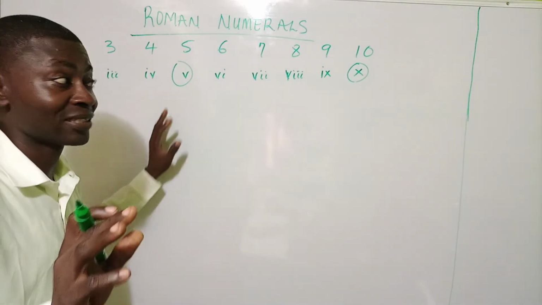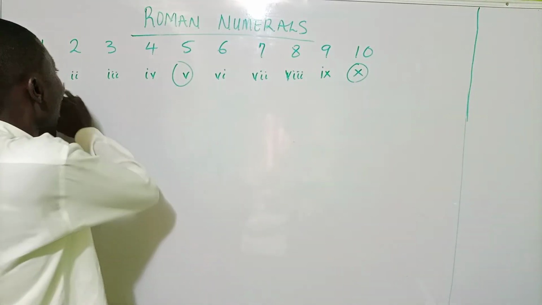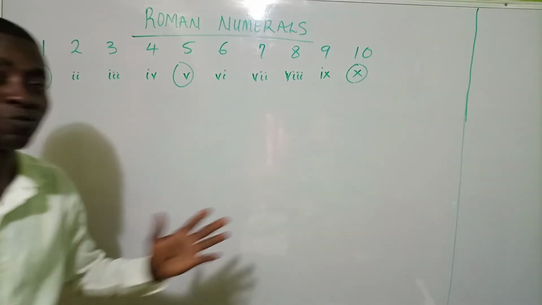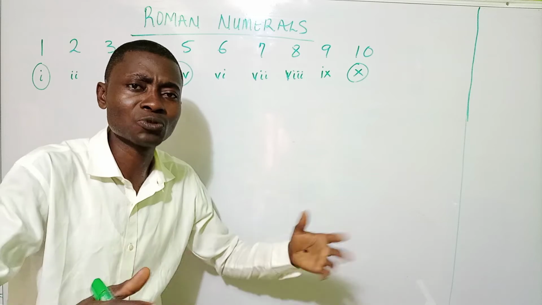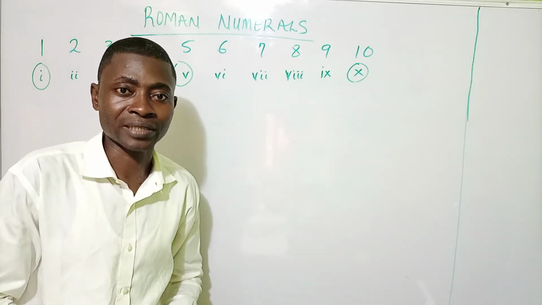And that is why the key numbers you need to know first in Roman numerals are these numbers, 1 to 10. Once you understand and know how to write 1 to 10 in Roman numerals, you will be able to apply it in answering other questions that are involved under Roman numerals.